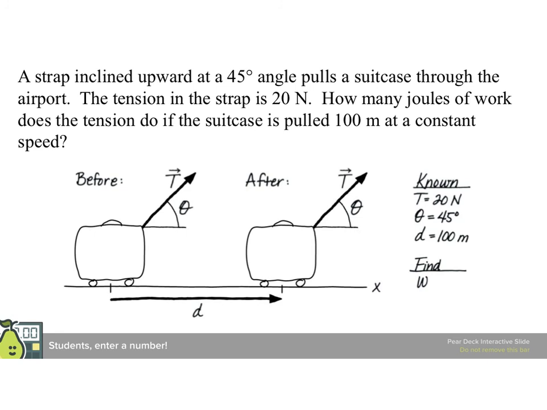All right, a strap inclined upward at a 45-degree angle pulls a suitcase through the airport. The tension in the strap is 20 newtons. How many joules of work does the tension do if the suitcase is pulled 100 meters at a constant speed?